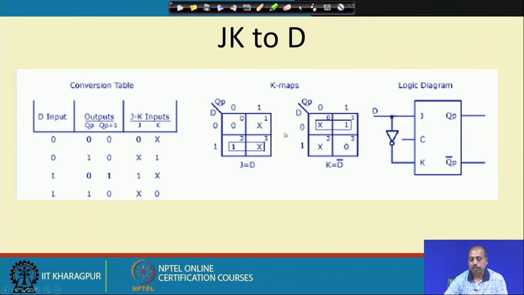Then if we do a simplification of the corresponding K-map, it turns out that J is equal to D and K equal to D bar. Previously I said that while making the D flip flop, you have to connect an inverter between the J and K input. This derivation shows that this is really the case: you have to connect an inverter between J and K.